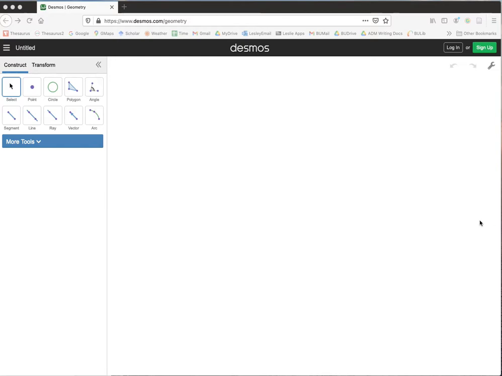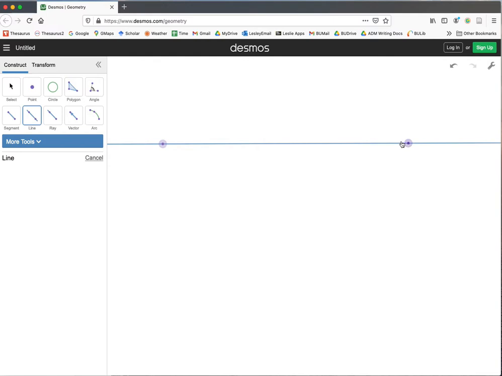We are going to use Desmos to draw a set of parallel lines cut by a transversal. And then we're going to look at the properties of the angles made by these three lines. So let's begin by clicking the line tool and drawing a line. So we click, drag, and let go.